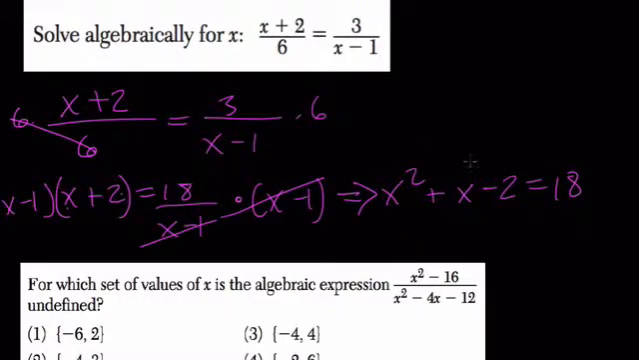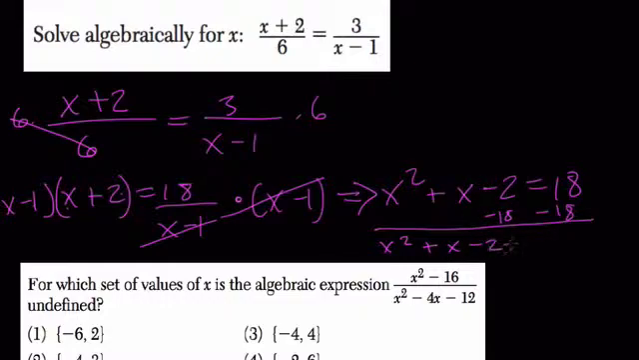So we're going to solve for x, though. So we're going to subtract 18 from both sides. And what this will allow us to do is set the equation equal to 0. x squared plus x minus 2 minus 18 is minus 20. That equals 0. So now the question becomes, how can we factor this, right? We want to find what x is. So we have x squared plus x minus 20, and that equals 0.